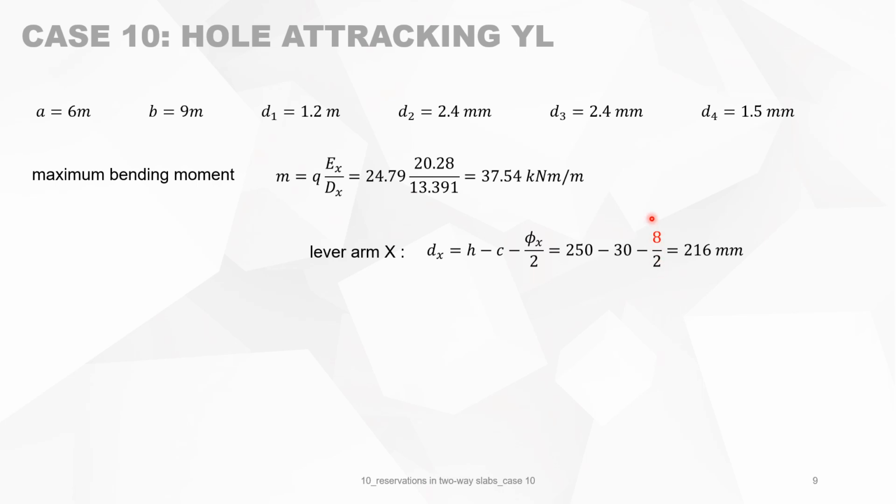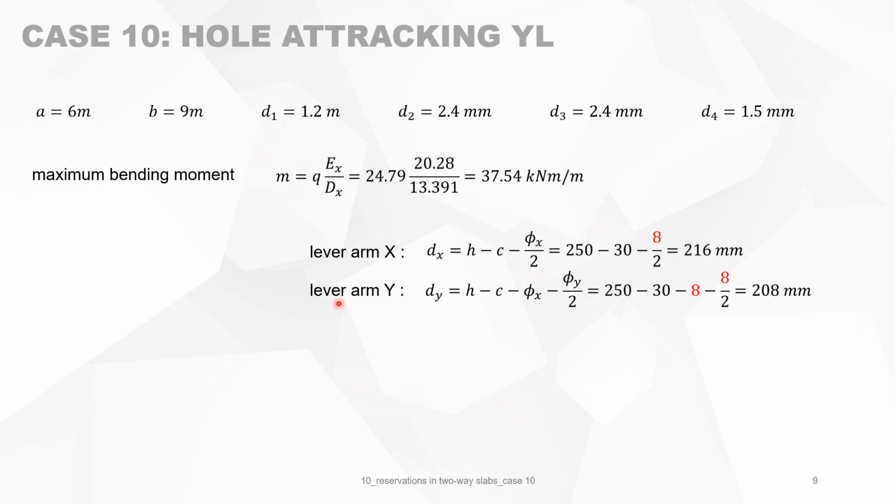The lever arm in X direction is the depth of the slab minus the concrete cover, minus the diameter, minus the point of gravity of the reinforcement in that layer. So there's only one layer in the X direction. So it's 8 divided by 2. The 8, we take the smallest diameter. It's just a guess. Maybe we should use 10 later on, and then we redo the calculation. So the lever arm is 216.